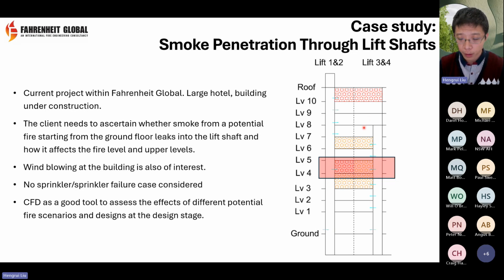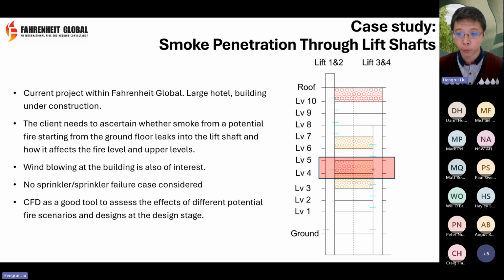And whether or not it penetrates or affects the upper levels. And the problem we find later on is that on level 4, these two lift shafts have a common opening. So basically lifts 1 and 2 have an opening on level 4, and lifts 3 and 4 have an opening on level 4. This is the only level where these two lift shafts can talk with each other.